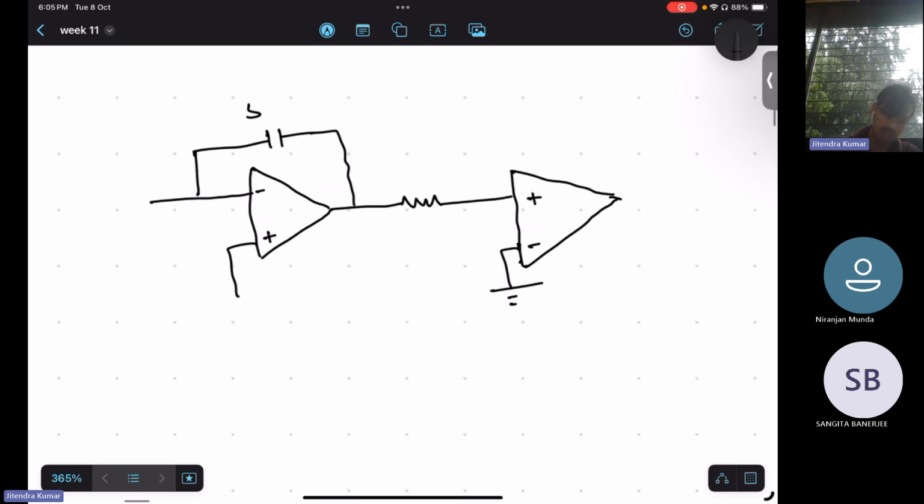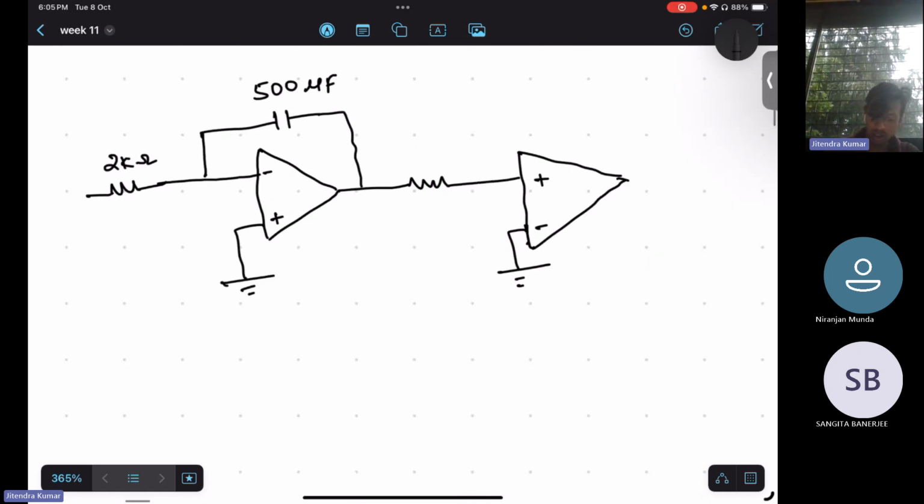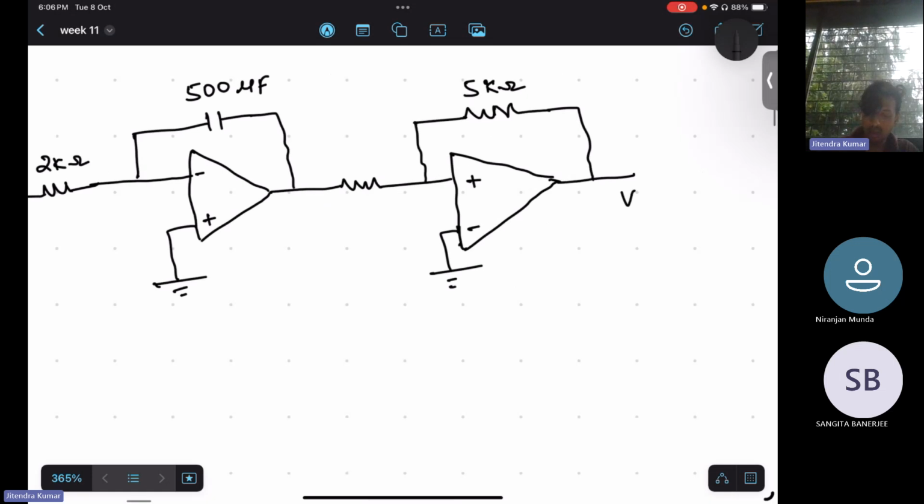Okay, so the value of the integrator capacitor is 500 microfarad, and this resistor is 2 kilo ohm. The positive or non-inverting terminal is grounded in the integrator, and it is grounded at the inverting terminal in the Schmitt trigger circuit. Now in the Schmitt trigger there is a positive feedback of 5 kilo ohm, and this is our output.